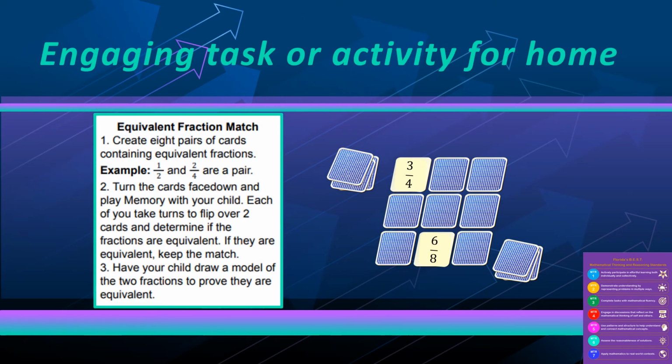So here's an engaging task or activity for home. It's called equivalent fraction match. Basically what you do is take index cards or post-its or whatever and record equivalent fraction pairs on them. You turn the cards over, and then it's kind of like a memory game where you turn over two. If it's a match and I can prove it either with an area model or multiplication, then I get to keep those cards and they're part of my points. If it's incorrect, I turn them back over and we continue playing.